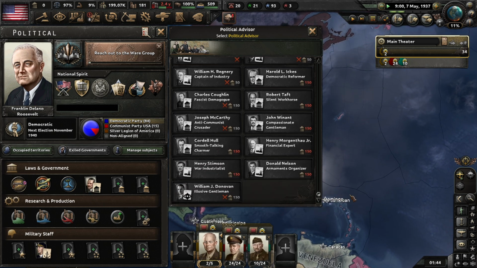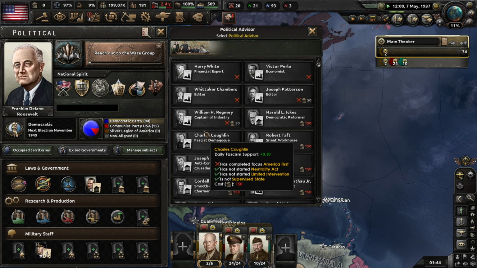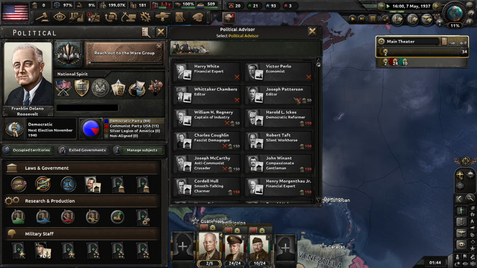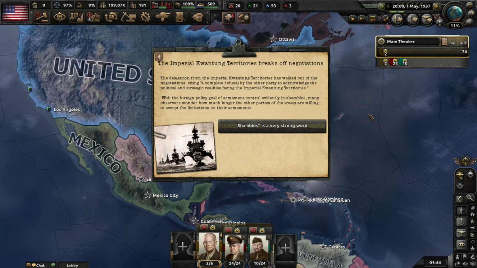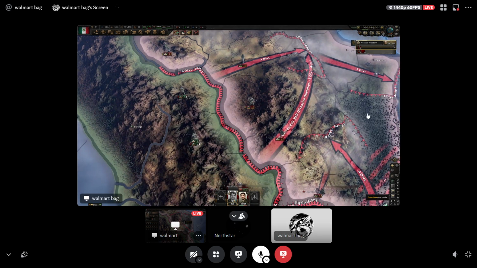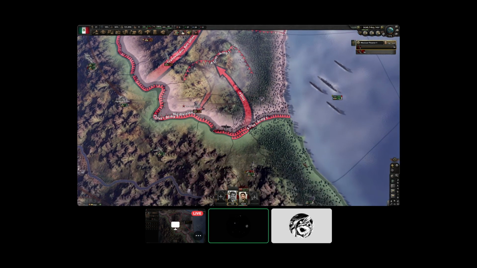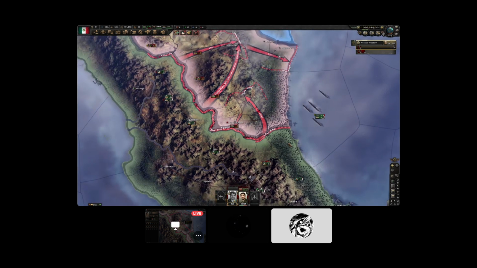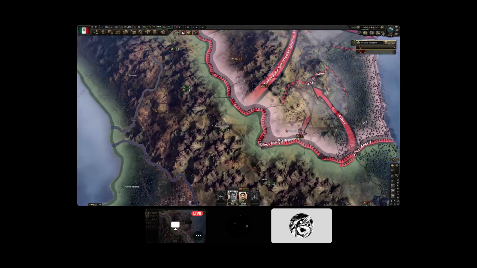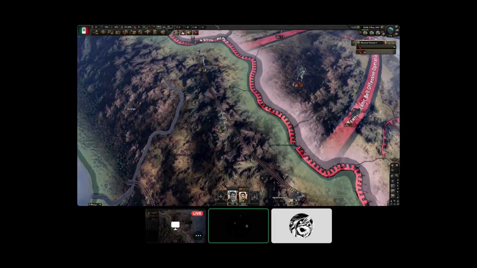Alright, so, my guys just arrived and they stopped attacking. And those guys are going right for Chihuahua. Those guys are headed north.